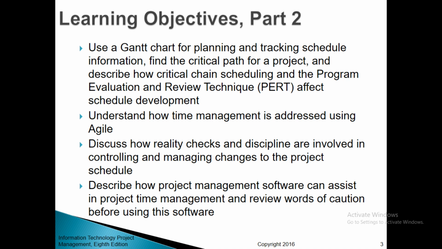Learning objectives part 2. First, use a Gantt chart for planning and tracking schedule information. Find the critical path for a project and describe how critical chain scheduling and the program evaluation and review technique, or PERT, affect schedule development.